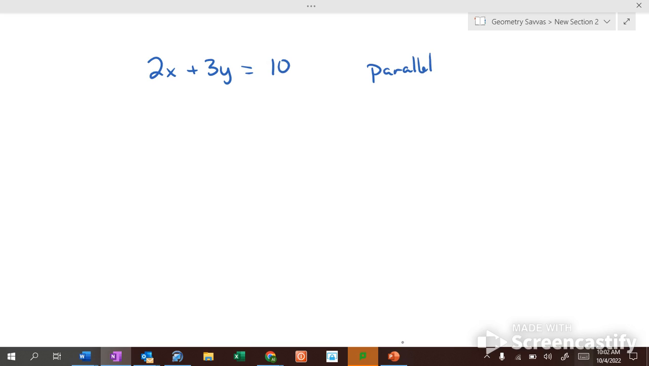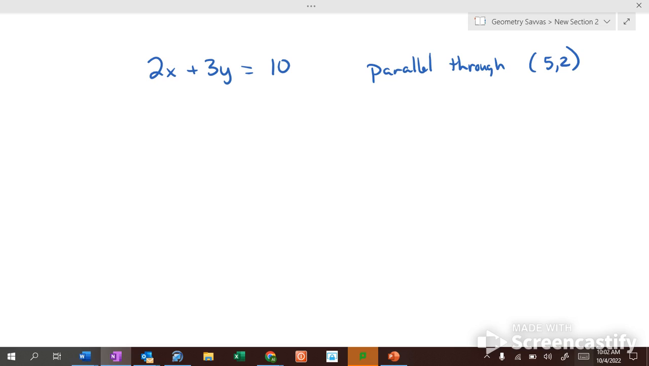So let's say we have a line 2x plus 3y equals 10. And I want to go parallel to it through the point 5, 2. I want to be parallel to this line and go through this point. And guess what? We might have ugly fractions. Okay? How do I find the slope of this line? What do you have to do to find slope? Get what alone?